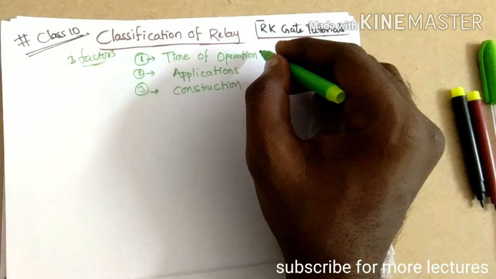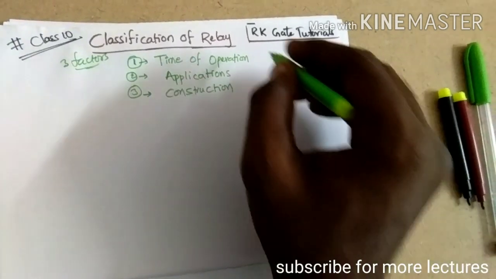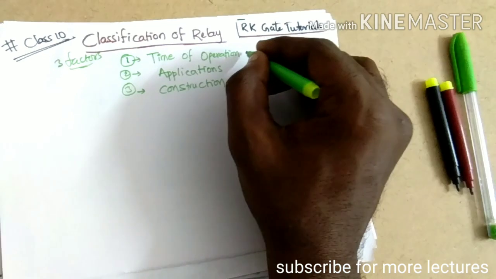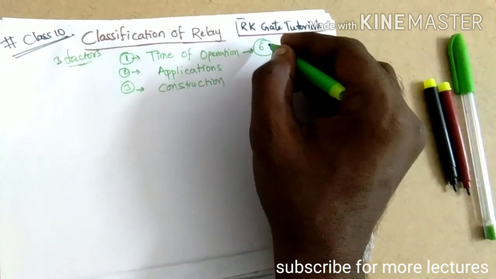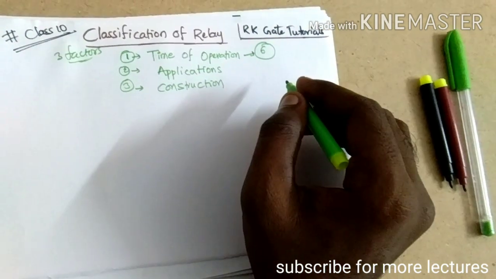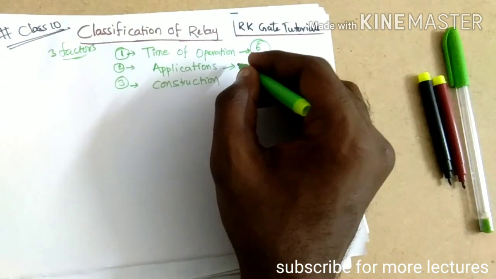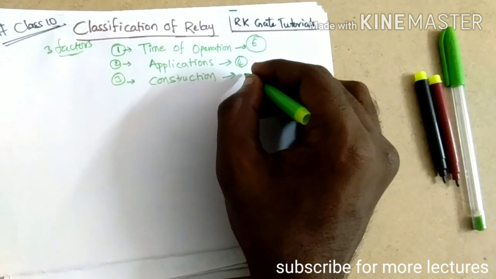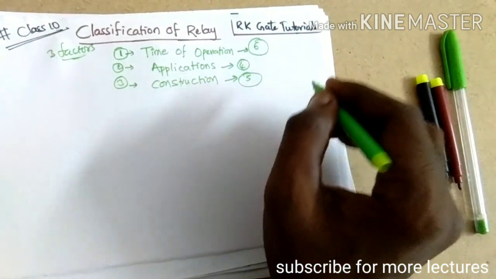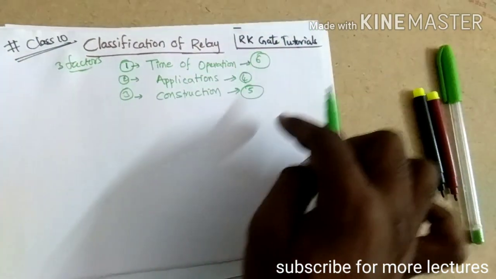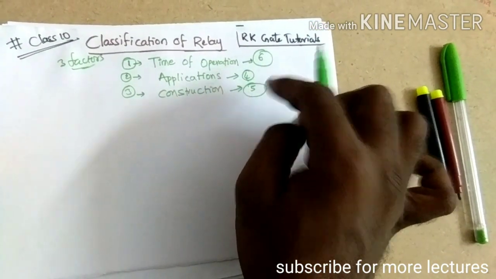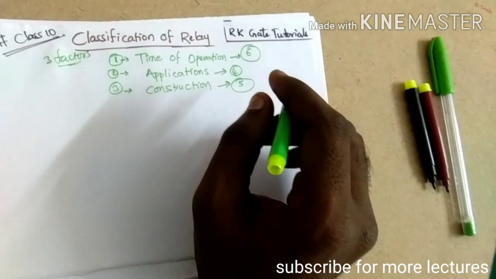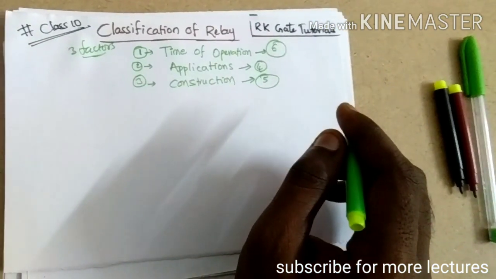So today we will discuss the time of operation. Based on the time of operation, how many types of different characteristics are there. There are 6 types of relays based on the time of operation, and based on the application there are 4 types. Based on the construction, there are 5 types of relays, but not 15 in total, since they are correlated to each other. You will see that in the upcoming classes.